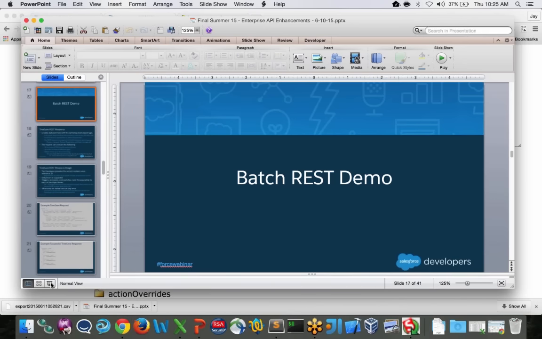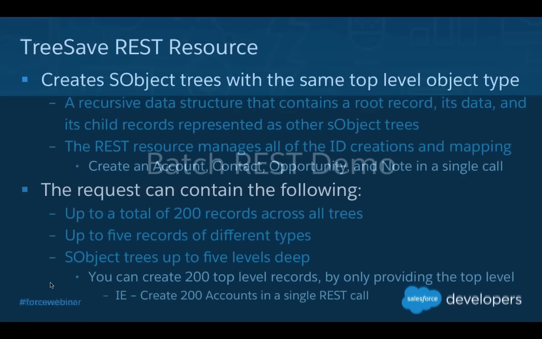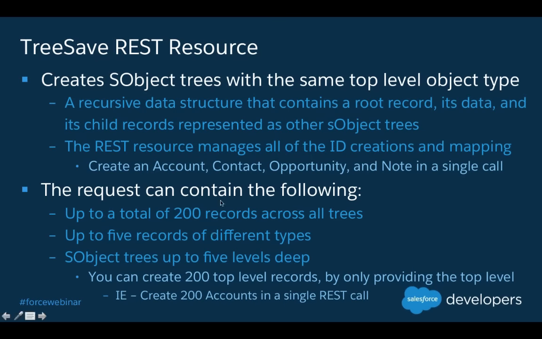Okay, so moving on. The second of the composite APIs that we're doing is this idea of a tree save resource. The idea here is that one of the complaints that we heard from customers, especially when they're doing any kind of data migration, is that linking IDs and records together through the API can be a little difficult. Take, for example, if I have to create an account, 10 contacts under that account, 5 tasks associated with those contacts, and maybe 5 opportunities associated with the account.